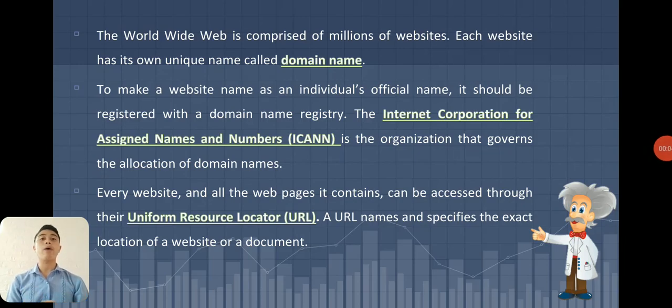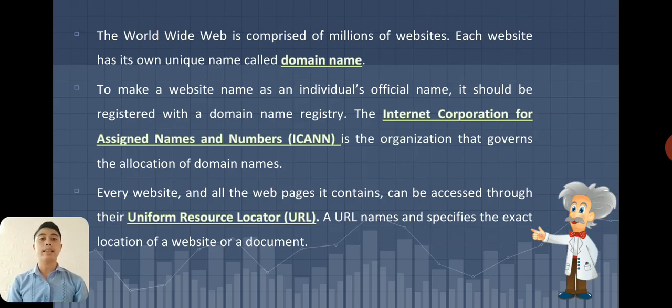So, the World Wide Web is comprised of millions of websites. When we say millions, not only thousands, not only tens or hundreds, but millions. So each website has its own unique name called a domain name. An example of a domain name is www.facebook.com. Familiar? Yes. To make a website name an individual's official name, it should be registered with a domain name registry. The Internet Corporation for Assigned Names and Numbers, or simply ICANN, is the organization that governs the allocation of domain names.